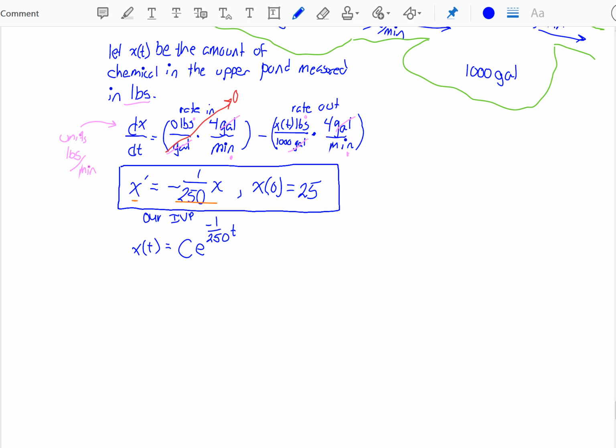However, because we knew the initial condition was 25, we should actually probably write the solution to the initial value problem and say x of t is 25 e to the negative 1/250th t. This is the solution to our initial value problem.